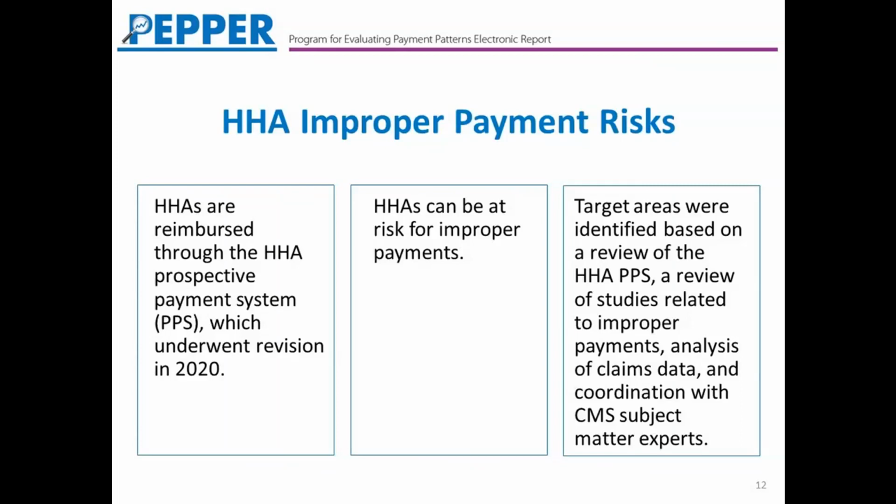Prior target areas were developed based on a review of the home health PPS and with a focus on those areas that could be at a higher risk for improper Medicare payments. After reviewing studies that were related to improper Medicare payments, national level claims data, and an OIG report from 2012 that identified 6 measures of questionable billing, we worked in coordination with CMS subject matter experts to create the current target areas. I also want to mention that all target areas are evaluated on an annual basis and can change over time as we continue to assess the home health improper payment risk.